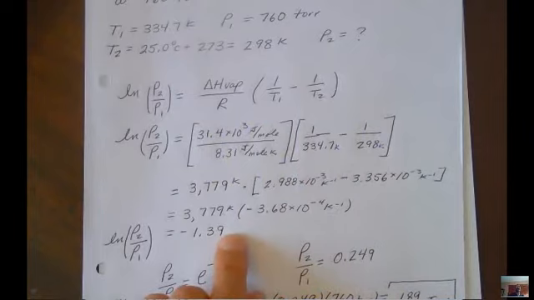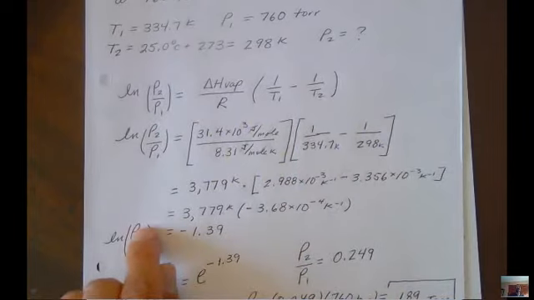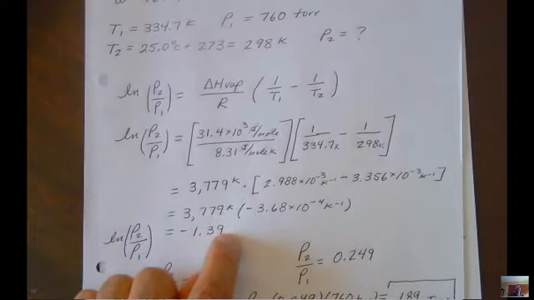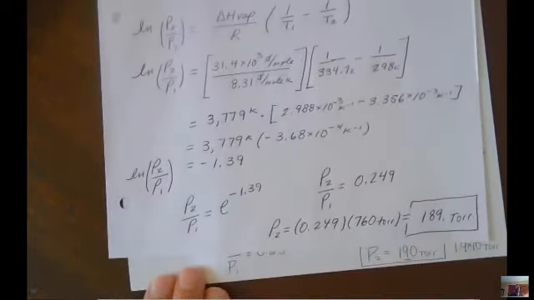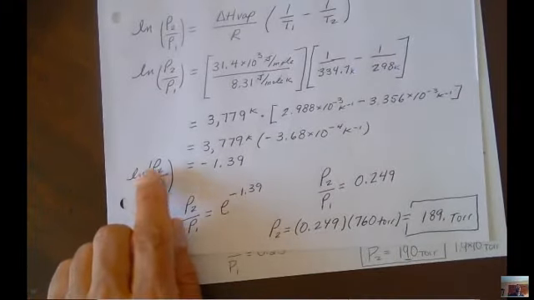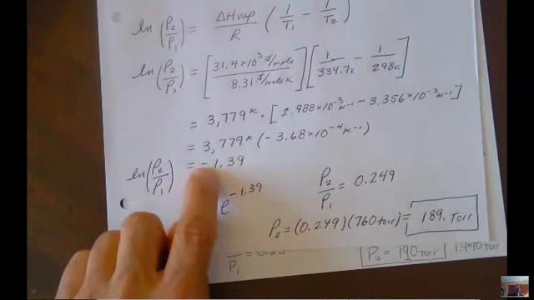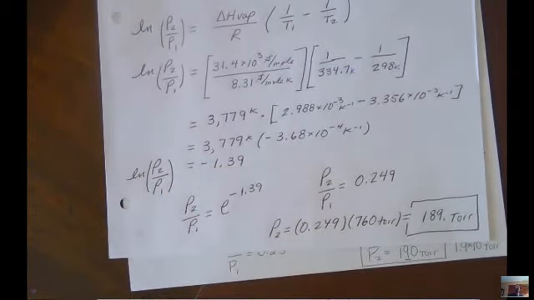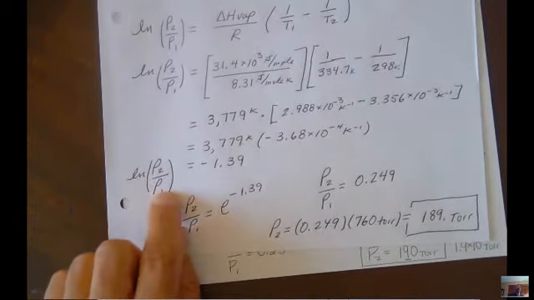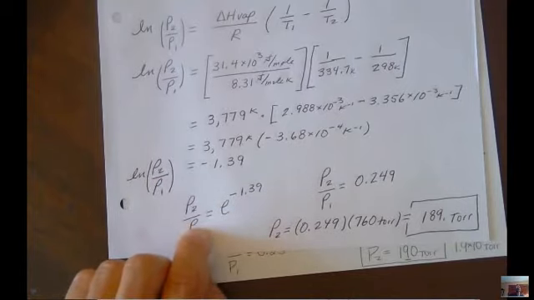All the units cancel out. Well, that makes sense because this side is dimensionless. All these units would cancel out too. A pressure over this pressure in the same units, they would cancel. So you're going to get just a ratio here. Okay? So right now, I have ln of P2 over P1 is equal to negative 1.39. Well, I don't want ln of P2 over P1. I want P2 over P1.